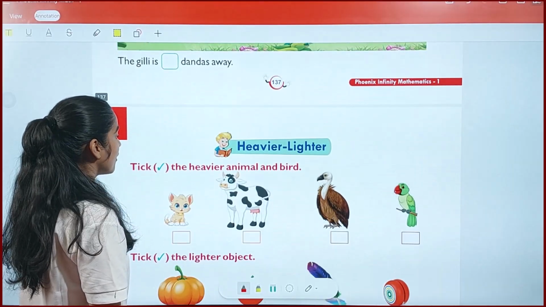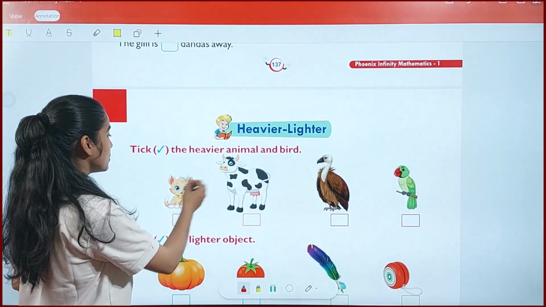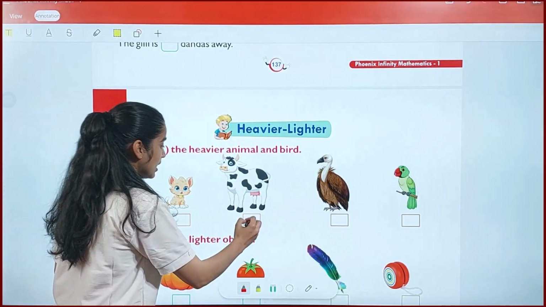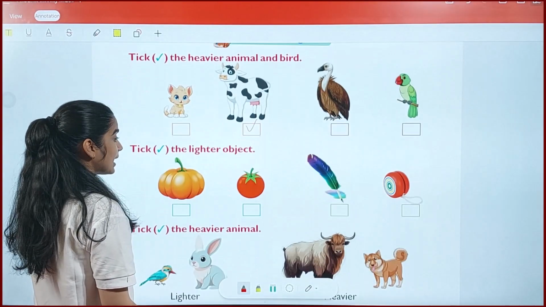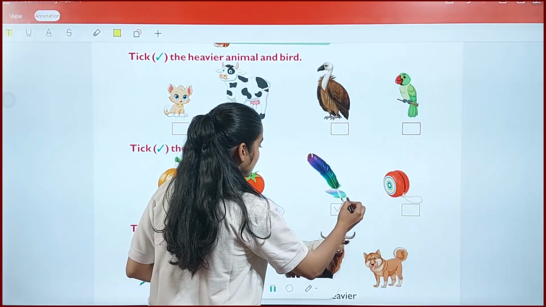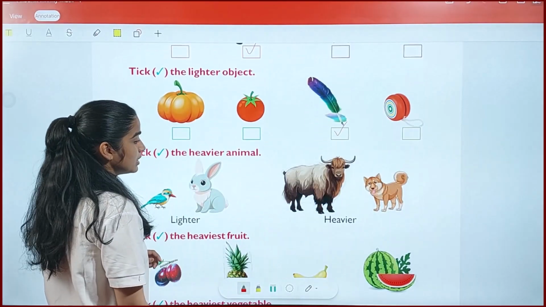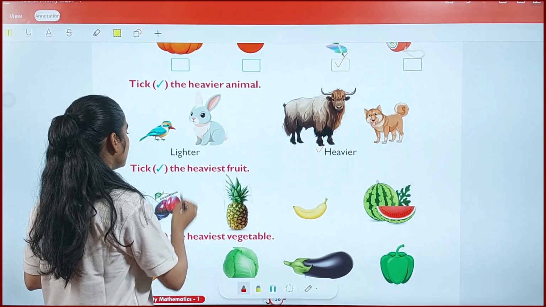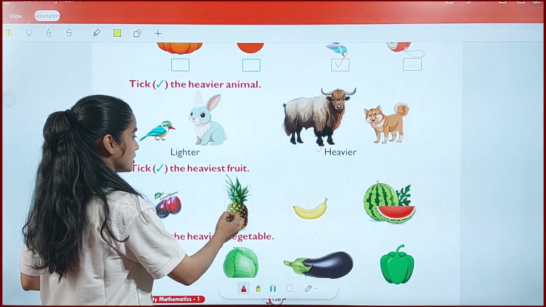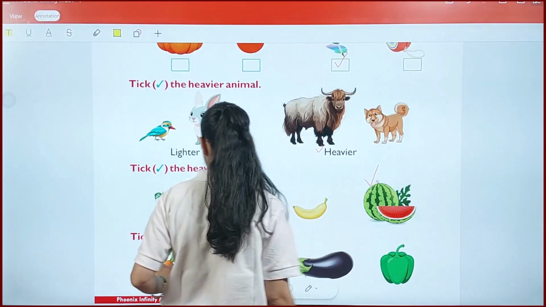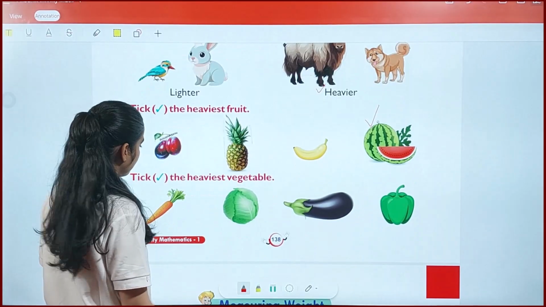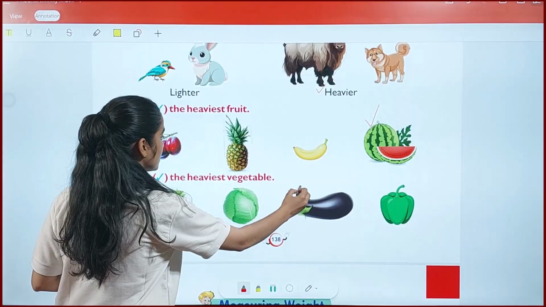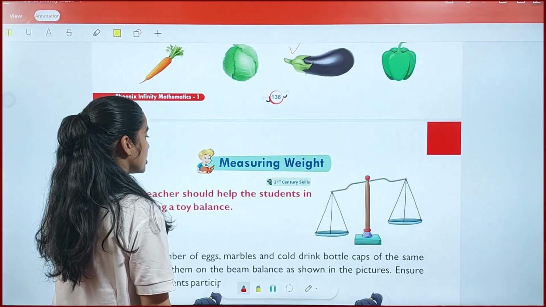Now take the heavier animal and bird. Which one is heavier? This is the heavier. Now the lighter one. Now we have this heavier and this lighter. Take the heaviest one. This fruit is the heaviest. Okay.